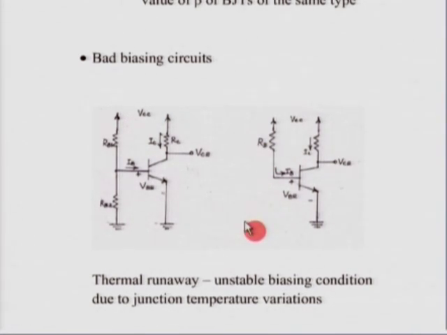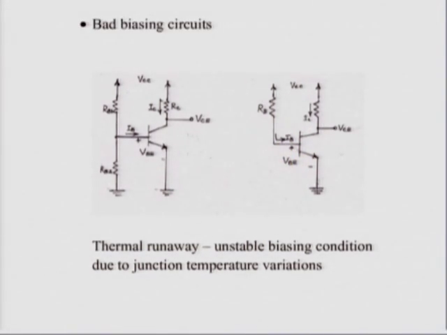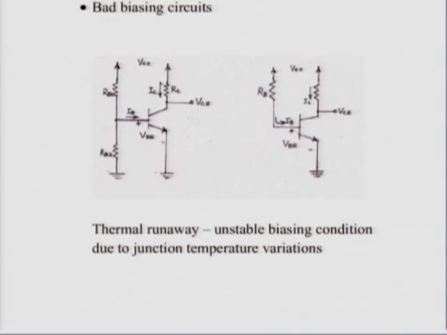Now, as we said, there is large variation of beta between different discrete transistors. So, if you do this, what will happen is, what we designed may not be what we get. The collector current which we desired, we will not get. Hence, these two circuits are not suitable.